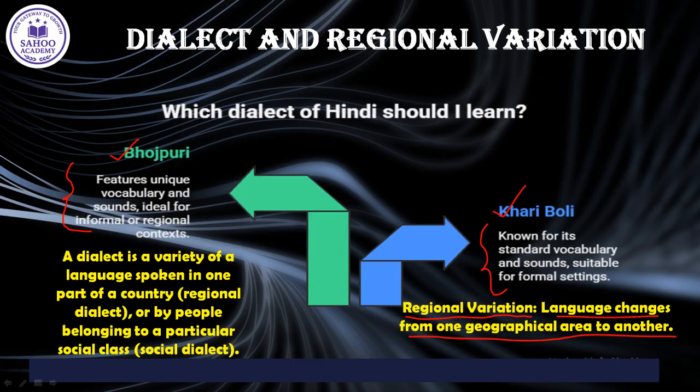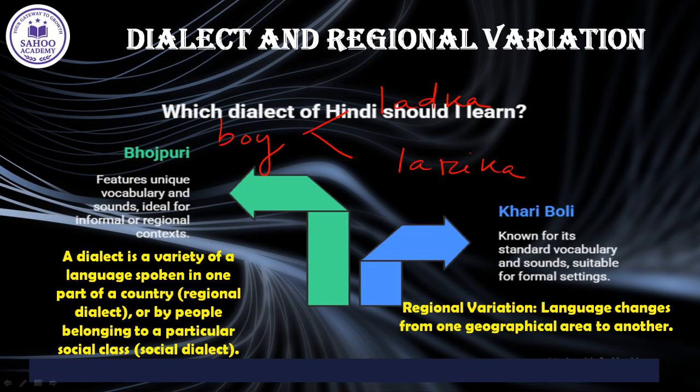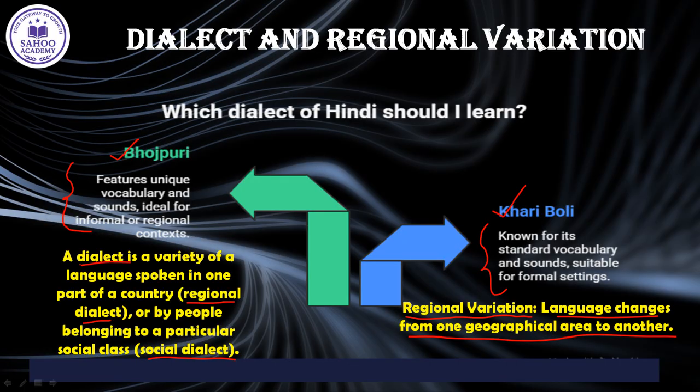For example, the word for boy is ladka in Delhi, while in Bhojpuri you would hear larika or laika. Similarly, the word for tree is pedh in Khariboli but gach in Bhojpuri. And this is not unique to India, because India is a multilingual country and we have many more languages here.